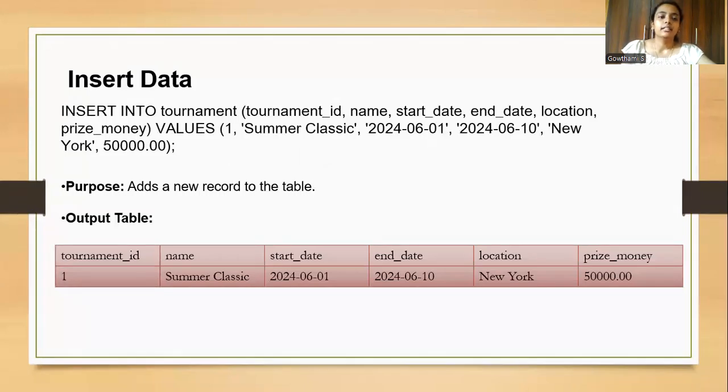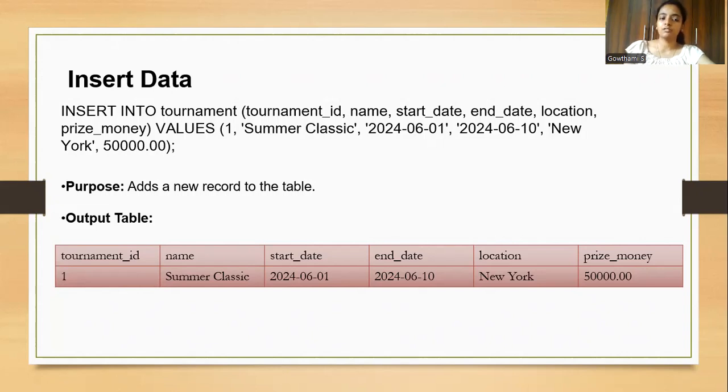Insert data. Now I'm going to insert data into a given table. To the table, I need to insert tournament ID, name, start date and end date, location and the prize money, followed by the values. The values should match the attribute names we have used, so they should match significantly.